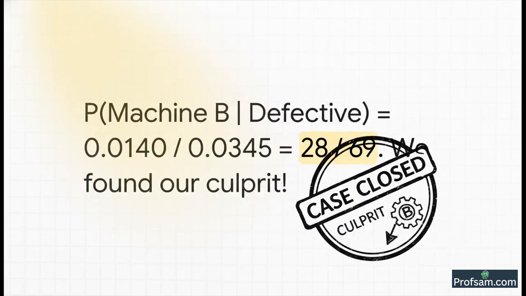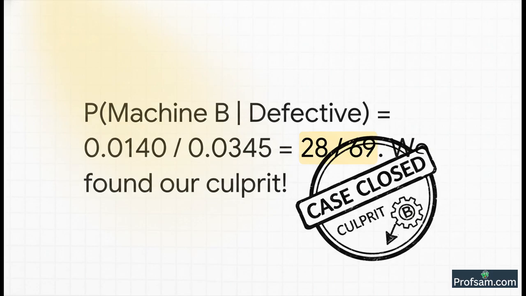The value for machine B's contribution was 0.0140. The total probability was 0.0345. We just divide them. To make the calculation simpler, we can write it as 140 divided by 345, which simplifies to 28 by 69. And case closed. See, it's just simple calculation once you have set up the problem correctly.